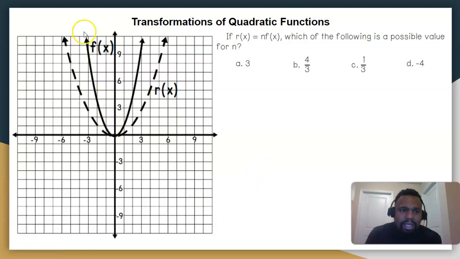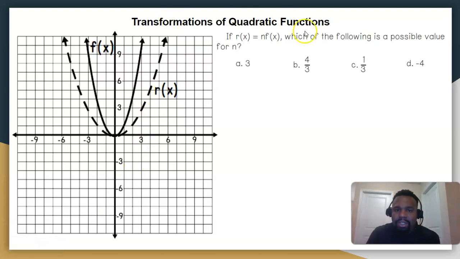And let's take a look here. This is the parent function f of x. This is our transform function of r of x. Now, out of these answer choices here, we want to determine what could be the number that we multiply by to get this function here. So it looks like this transform function is more wider than our parent function. So that's going to let me know that it's going to be less than 1 and greater than 0. And this also tells me, since it's wider, it's going to be a vertical compression.